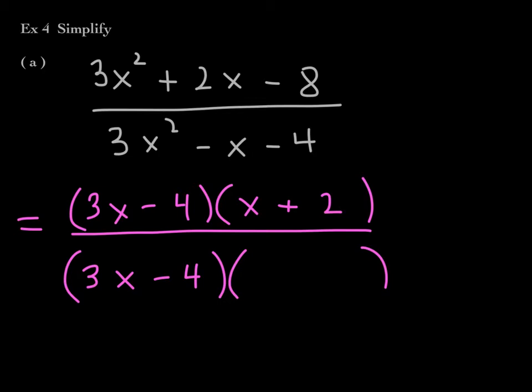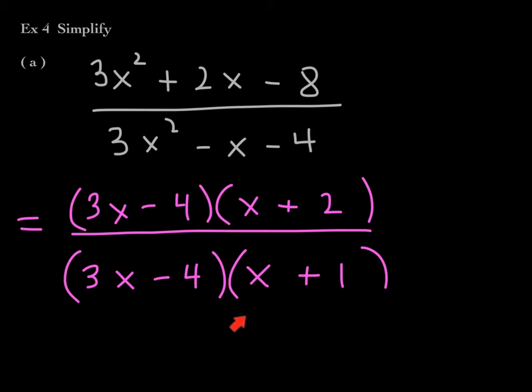Now, the denominator might not factor this way, but I'm going to step out on a limb and see if it does. In order to get 3x squared, and if this is 3x, then this has to be 1x. And in order to get negative 4, negative 4 times positive 1 will give me negative 4, right? All right, let's check to see if this factorization indeed is correct.